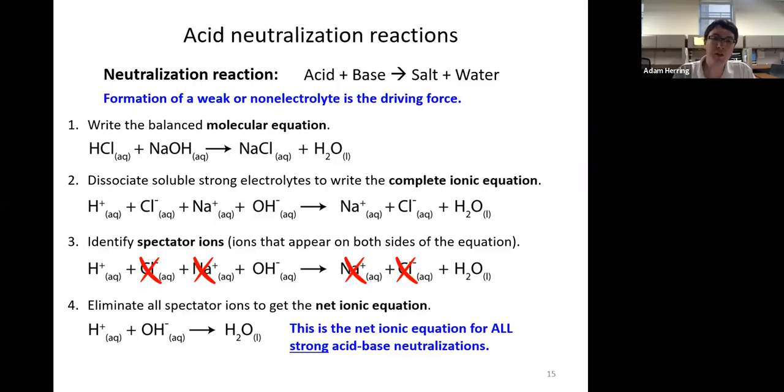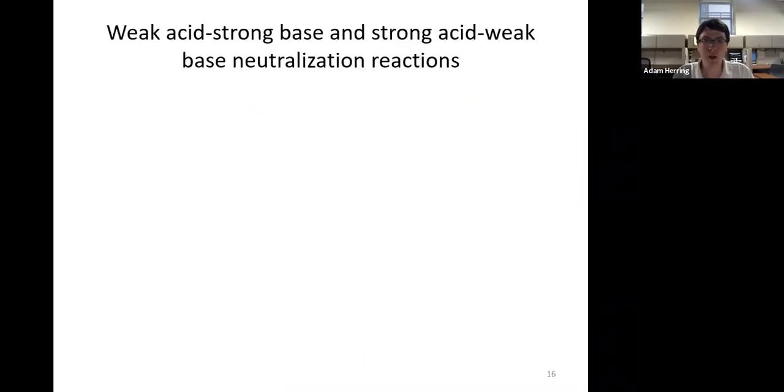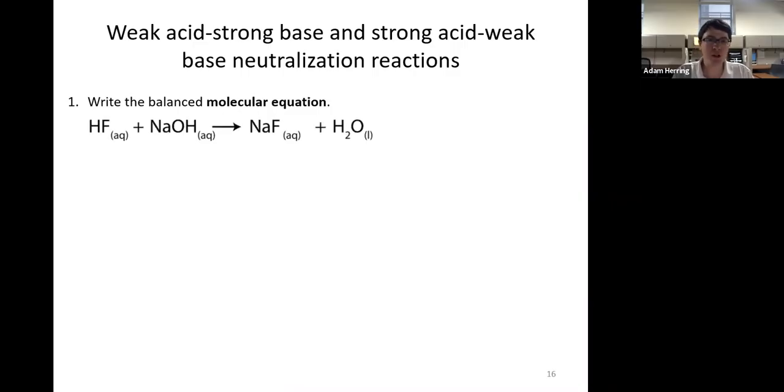I'm going to now walk you through an example where we have a weak acid or a weak base and show you that the net ionic equation in that case is different. So this is still a neutralization reaction because we're reacting an acid with a base, but we end up with a different net ionic equation. Let's write out a balanced molecular equation for the reaction of hydrofluoric acid, which is a weak acid, and sodium hydroxide, which is a strong base. This would form sodium fluoride, which is an aqueous salt, and then water.